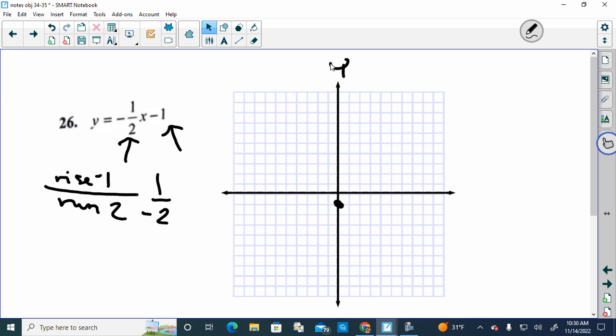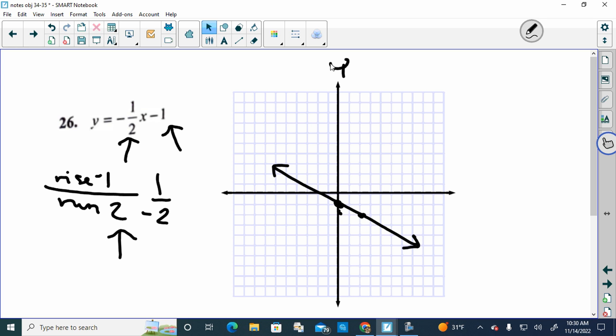So from this dot, if I did this first one, I'm not going to rise up because that's a positive direction. I'm going to go down 1, and now it's positive for my run, so which direction am I going to go? To the right. So I have my second dot right here. I went down 1 and over 2. All I need is 2 dots to make a line, so I can connect that line to make my line.